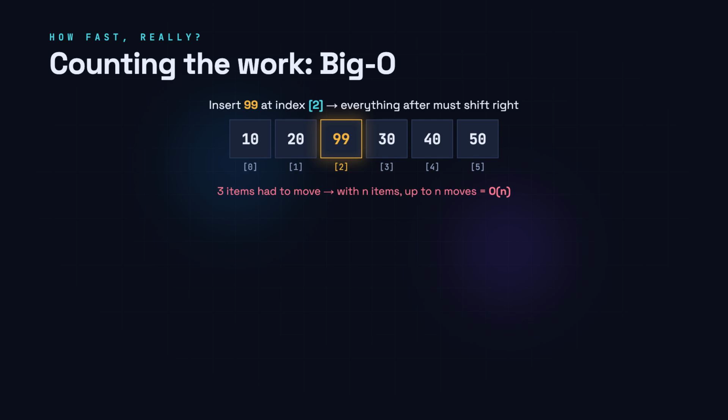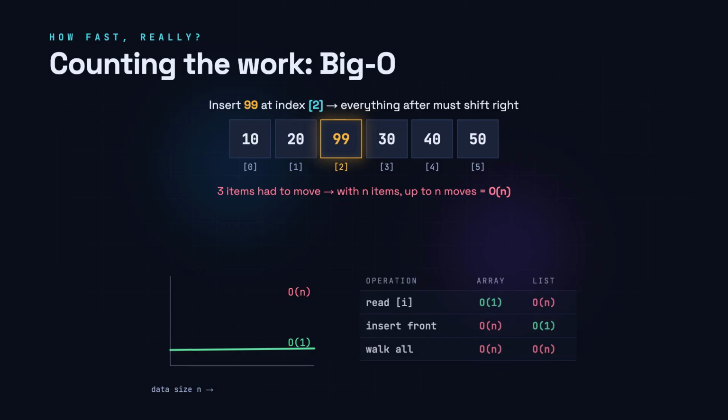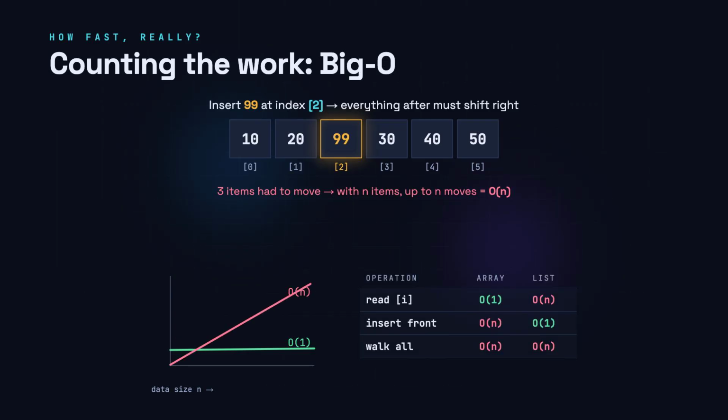But watch what happens if we insert a value into the middle of an array. There is no spare gap, so every item after it must shuffle one place to the right to make room. With 100 items, that's up to 100 moves. With 1,000,000 items, 1,000,000 moves. The work grows in step with the size. We call that O of n.